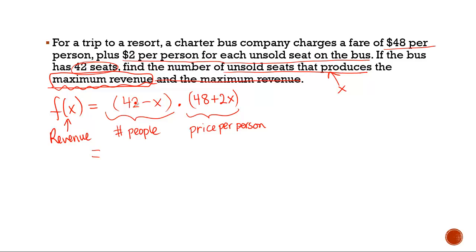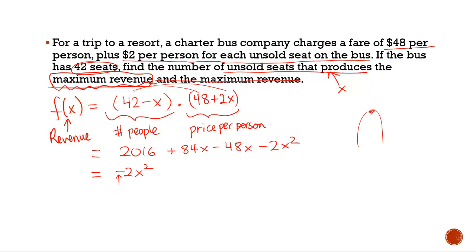So 42 times 48, 2016. We're just distributing this, plus 84x minus 48x minus 2x squared. So we're going to rewrite this minus 2x squared. Notice it's facing down, meaning we will have a maximum. That's good. 84 minus 48 gives us 36x plus 2016.